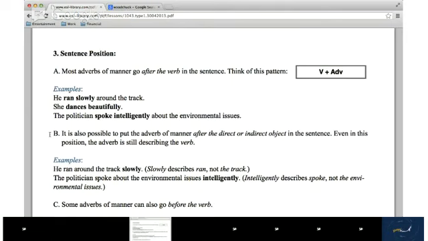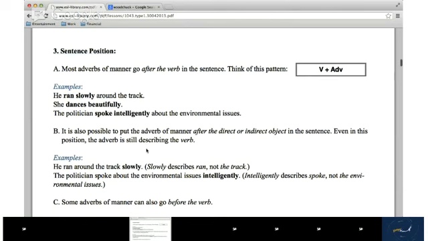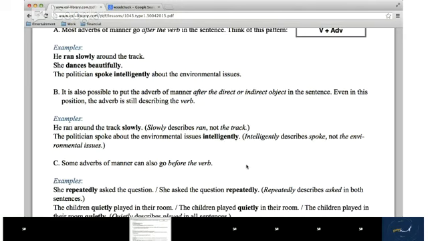B. It's also possible to put the adverb of manner after the direct or indirect object in the sentence. Even in this position, the adverb is still describing the verb. Examples: he ran around the track slowly. Slowly describes the run, not the track. The politician spoke about environmental issues intelligently. Intelligently describes spoke, not environmental issues. Good. Thank you very much.